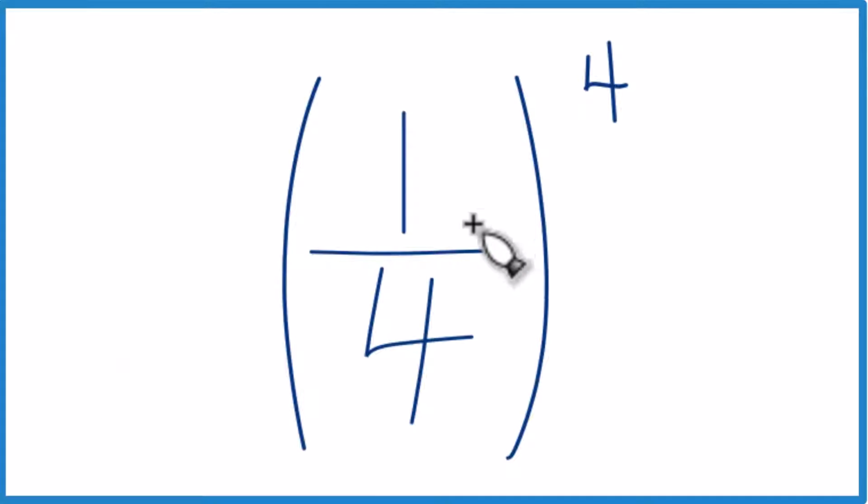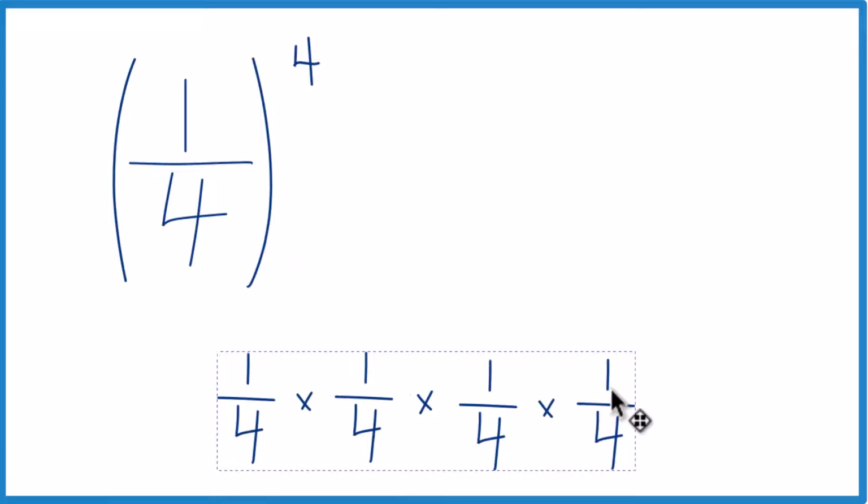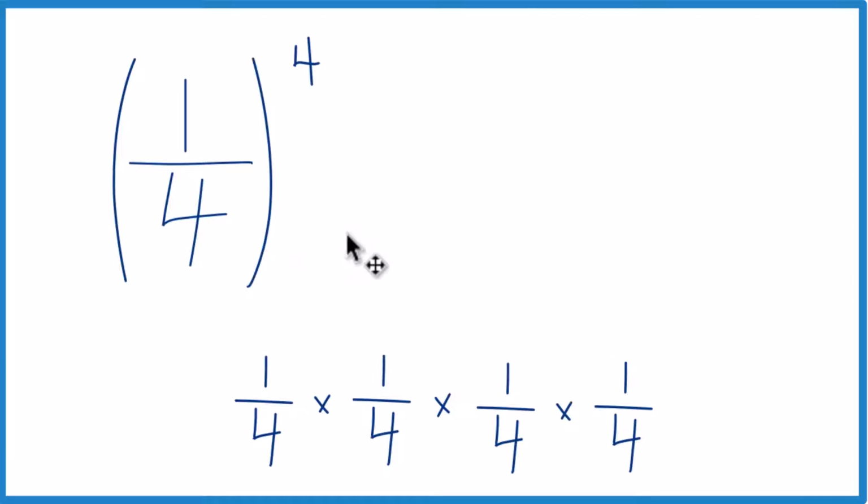All right, let's take 1/4 to the 4th power. So what does that mean? Essentially, we're taking 1/4 times 1/4 times 1/4 times 1/4. So we're multiplying 1/4 by itself 4 times. And that looks like this here. You could think of it this way, though.